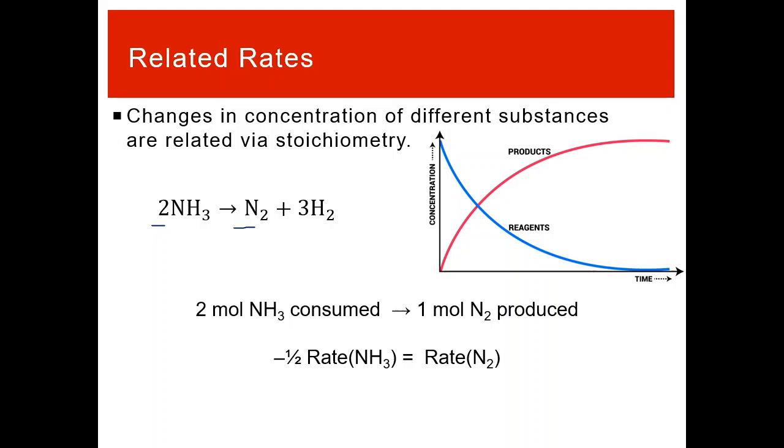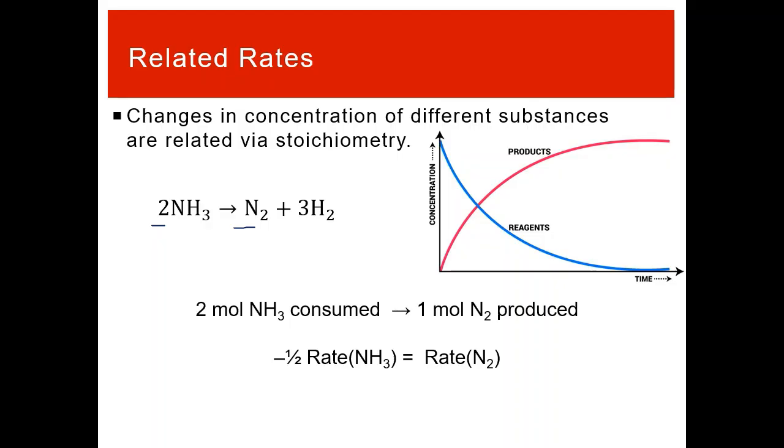When you do an experiment, you are measuring the concentration of one of your substances and seeing how that changes over time. And so you could measure either the rate of ammonia or the rate of N2, right? You can measure those two different things, but they're going to be directly related. What that means is you don't need to measure both of them. If you measure one of those rates, you will be able to calculate the other based off this relationship.